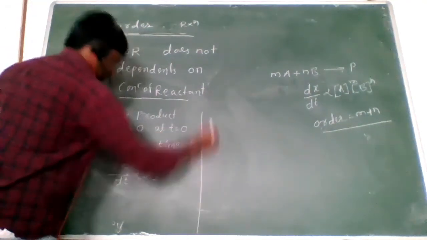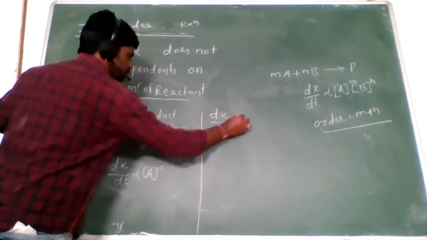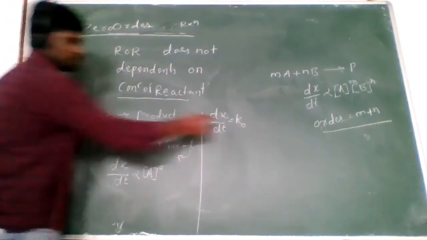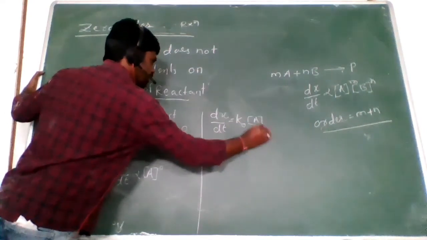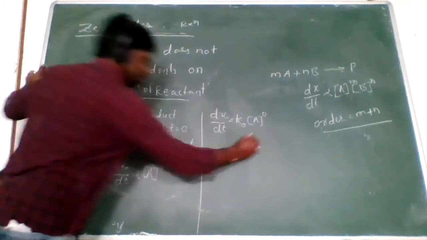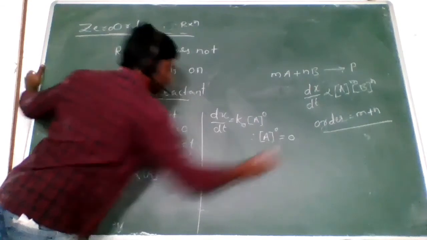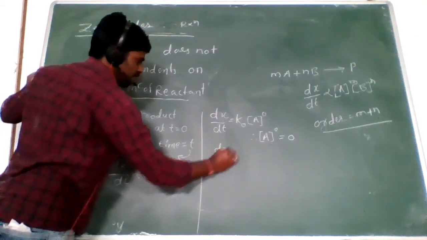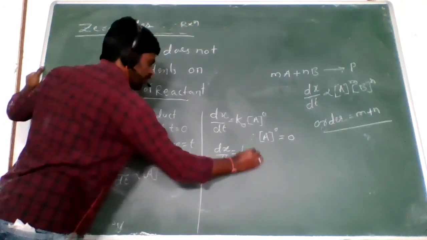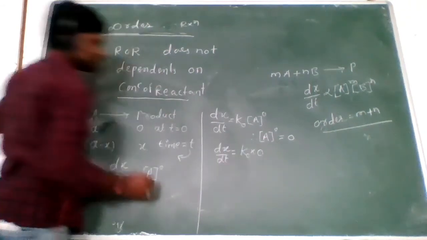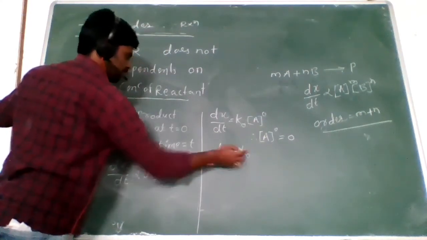Look at here. dx by dt is equal to k naught, the zero order constant, into a power of 0. Here a power of 0 means the concentration is 0. That's why I write dx by dt is equal to k naught into 0. Clear? So finally we write the concentration as 0 here. That's why k naught 0.